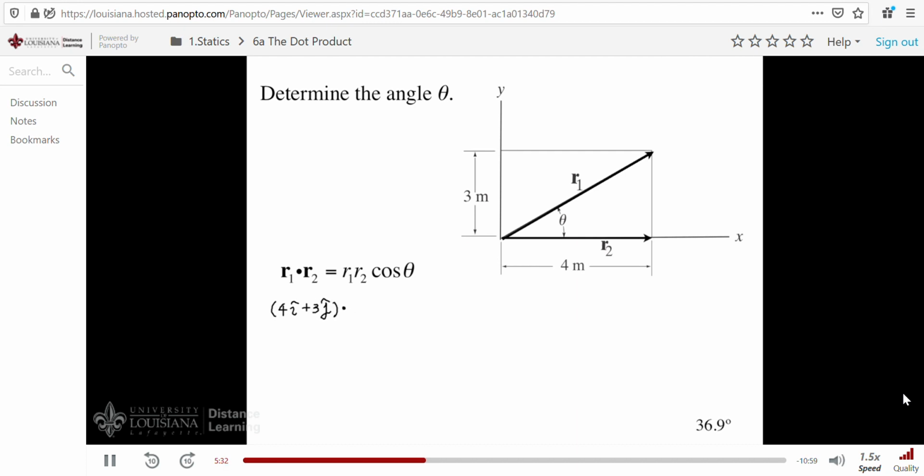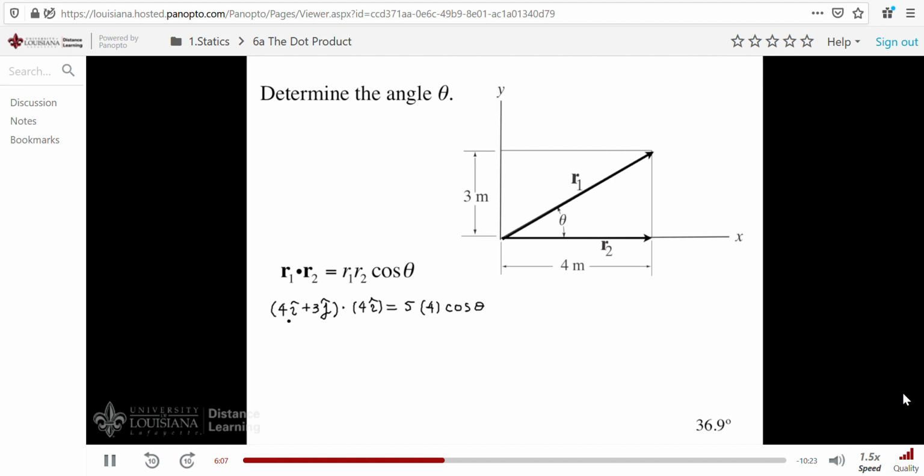Now we're going to dot that with r2, 4i. We're going to set that equal to the magnitude of r1, and that's pretty straightforward, isn't it? It's 3, 4, 5 as a triangle, and so therefore this length is 5 meters. So here we'll put a 5, and we know that r2 is equal to magnitude of 4. And then we have our cosine of theta that we're looking for.